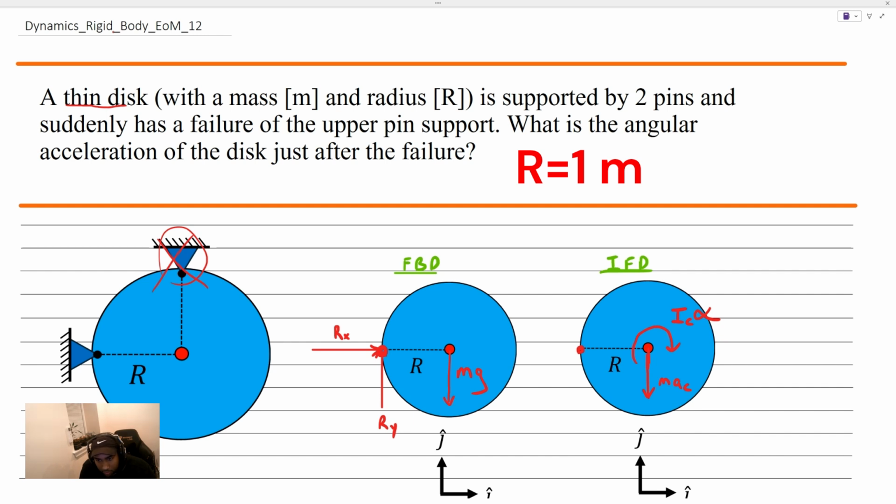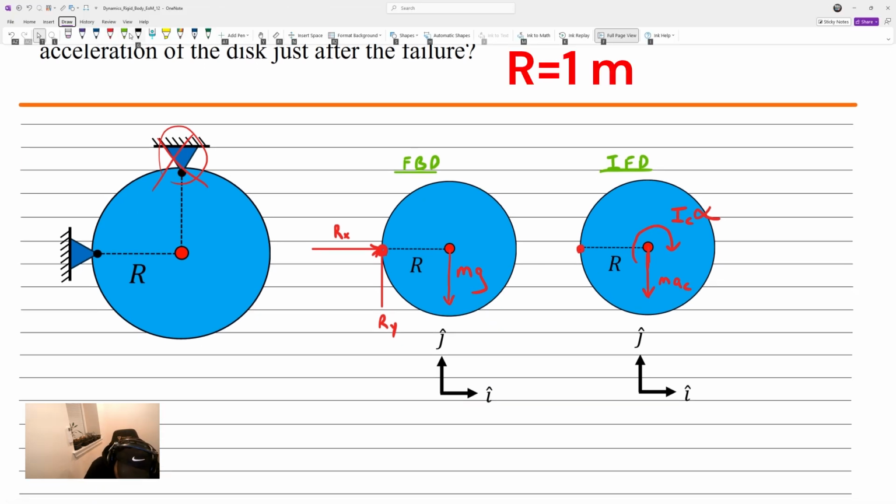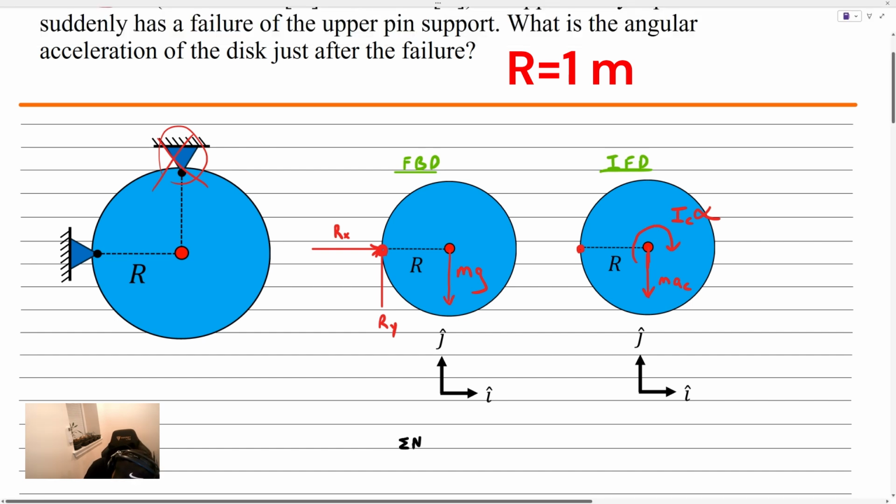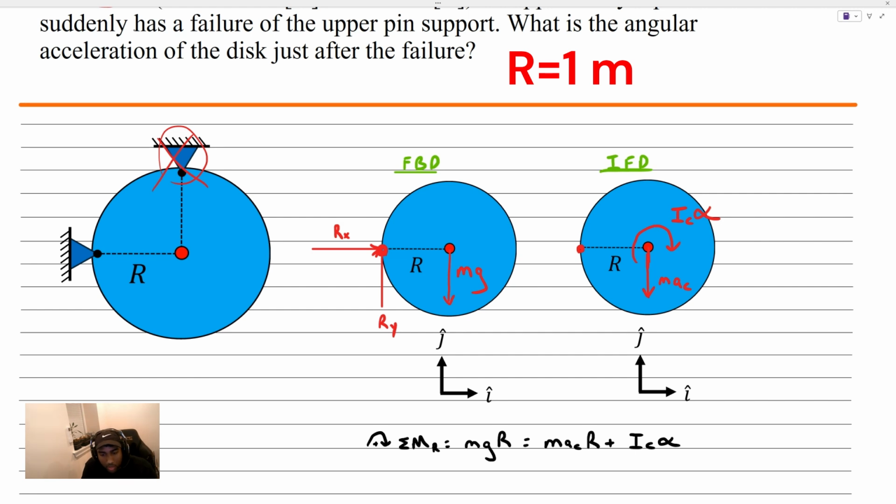Now, if we take a moment here, the equation that we're going to end up with: the sum of the moments about that reaction point, let's say clockwise moments are positive, must be equal, on the left-hand side, to mass times gravity times the radius r. That r is the moment arm. That is a clockwise or positive moment contribution. That must be equal to the moment produced by the inertial force diagram, which is the mass times the acceleration of the mass center times the radius, plus I_c alpha. That's due to the inertial couple.